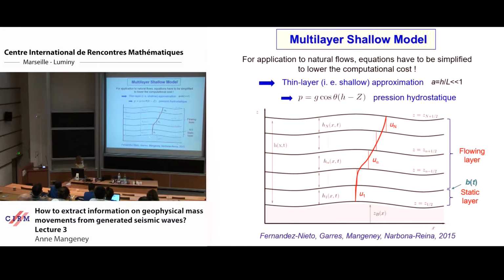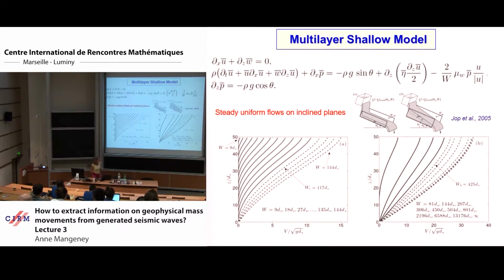So here when you do that, you assume hydrostatic pressure, and you assume that the full layer can be divided into several layers. And this is something that you know maybe better than me, that is being developed in mathematics, in particular by the team of Audusse and Jacques Sainte-Marie and also Fernandez Nieto, etc. So when you use a shallow multi-layer hydrostatic model, you get these equations here. So you have mass conservation and momentum conservation.